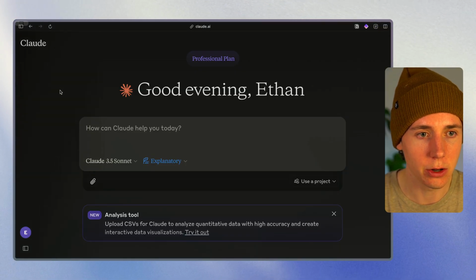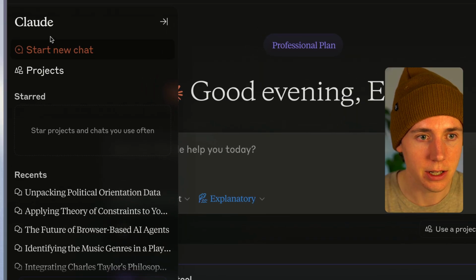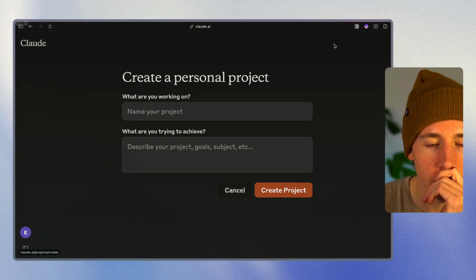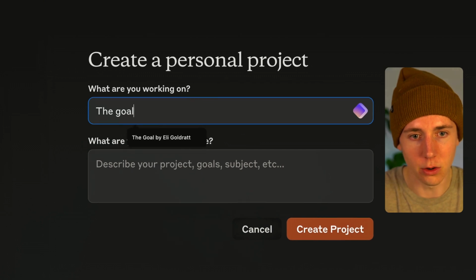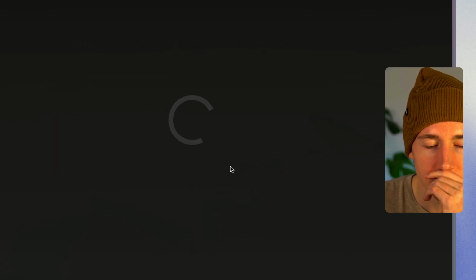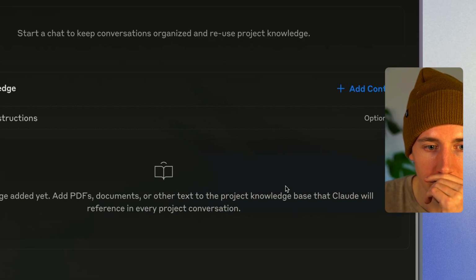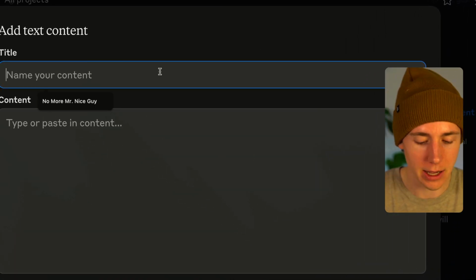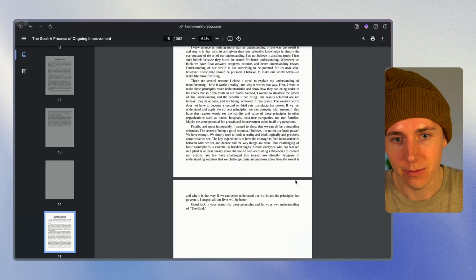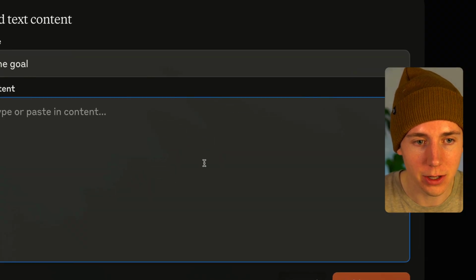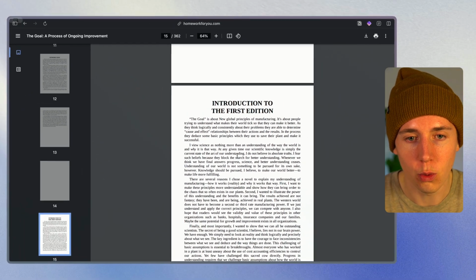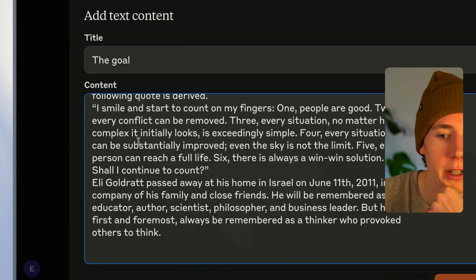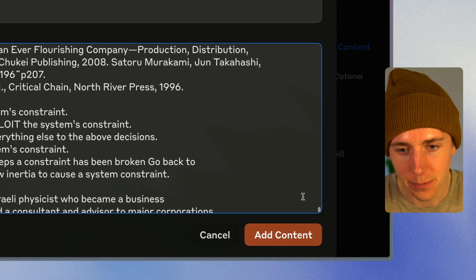Essentially I'm going to go to Claude Projects, say projects, and create a new project here. I'm going to call it The Goal. And then I'm going to go down to this project knowledge base and add text content. This is actually important because the first time around that I recorded this, the context window was not large enough. So sometimes if the book's too long, you might not be able to add all of it in there.